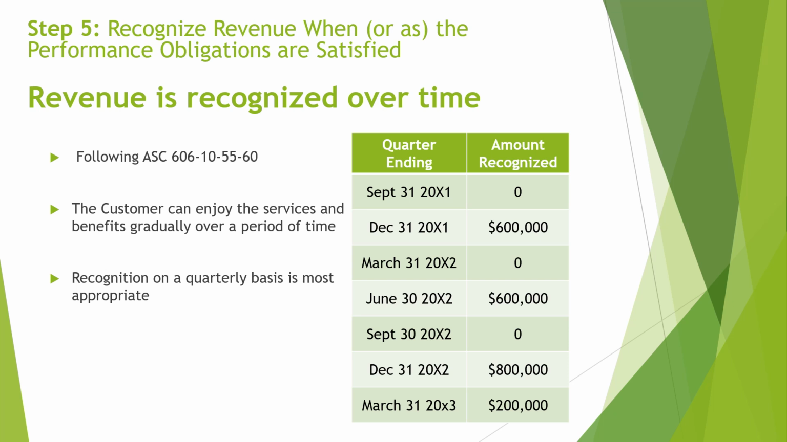September 30th, 20x1, $0 should be recognized. In the next quarter, it's $600,000. In the next quarter, it's again $0. The next quarter, June 30th, 20x2, it's $600,000. The next quarter, $0. The following quarter, $800,000. And lastly, March 31st, 20x3, the amount recognized should be $200,000.